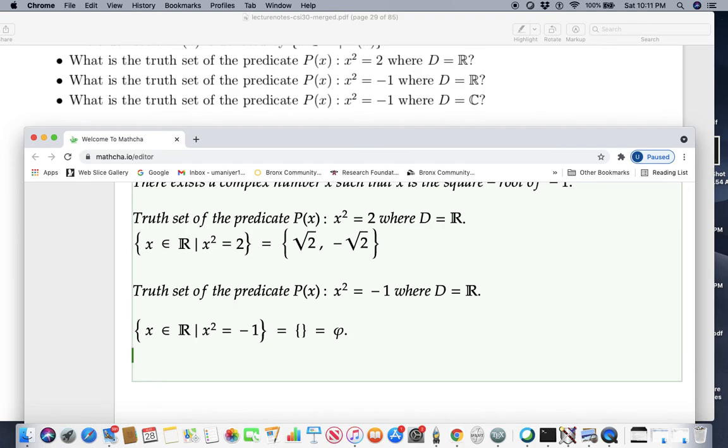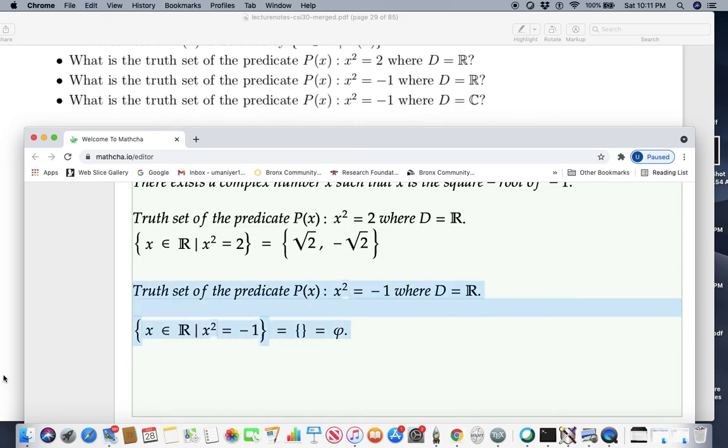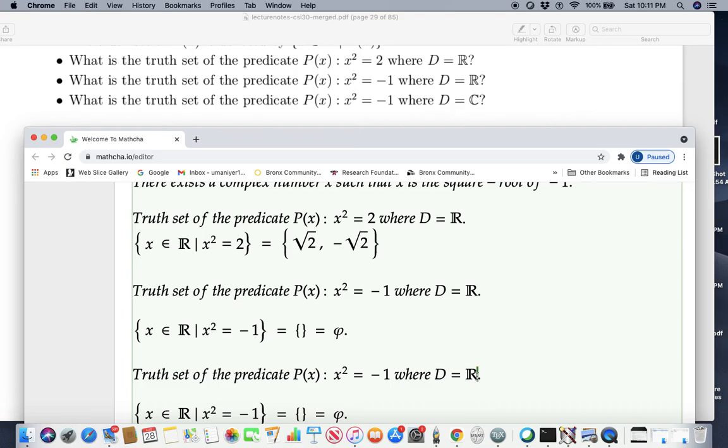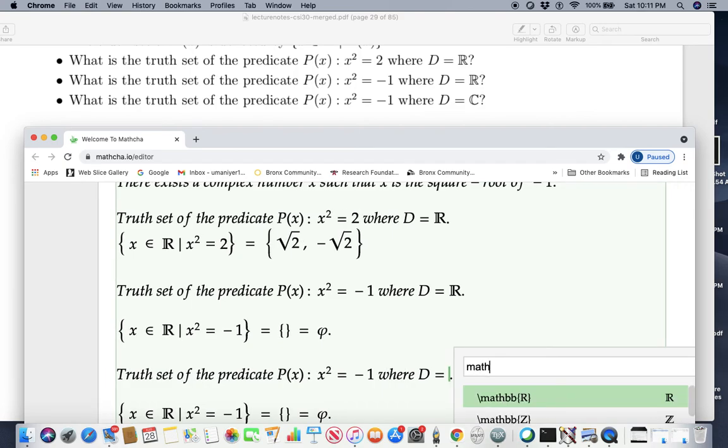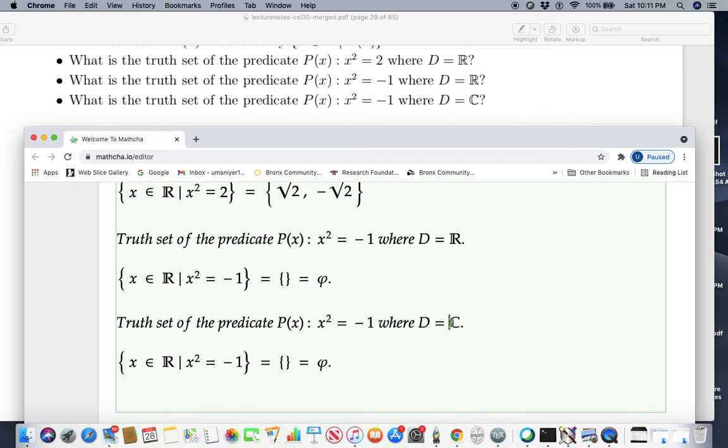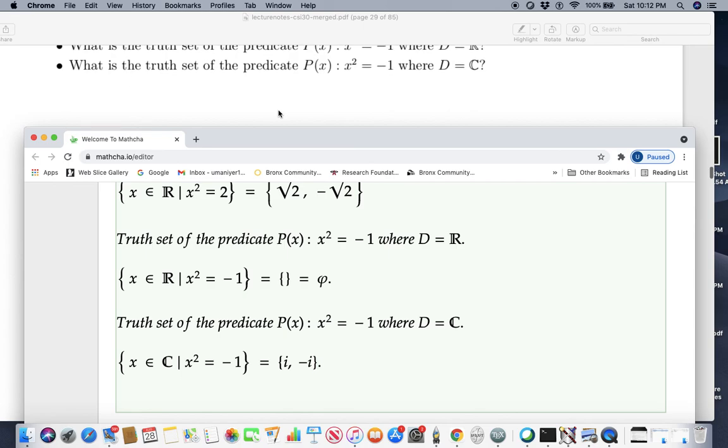D is C. So now you want complex numbers instead of real numbers, blackboard bold C. All right. So you're looking for those complex numbers whose square is -1. It is no longer this. It is i and -i. Don't forget -i. Right? So that's how you identify the truth set of a predicate P of x.